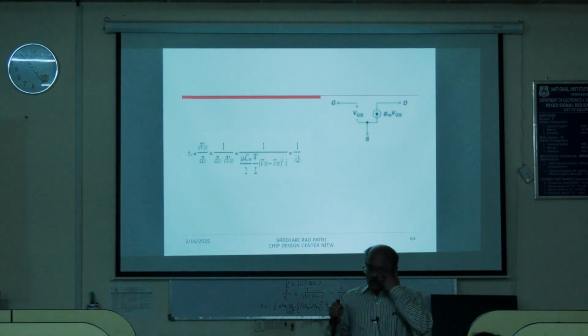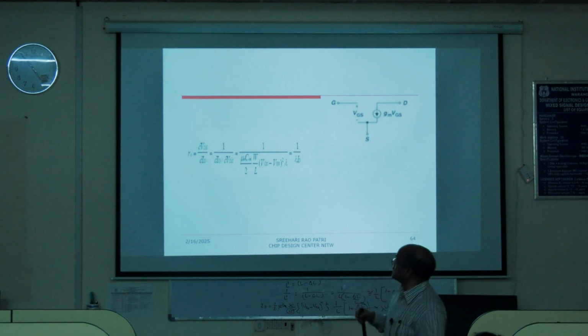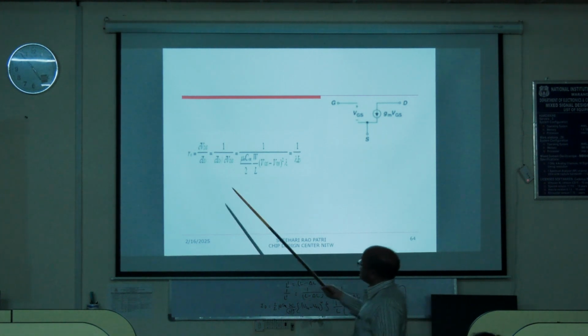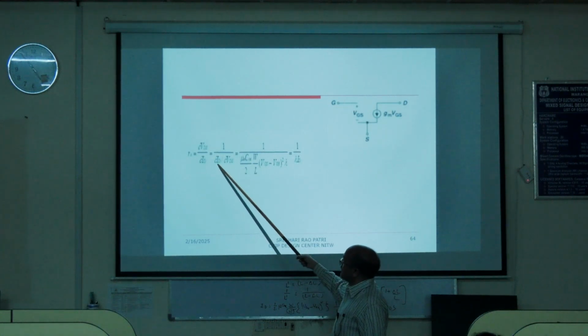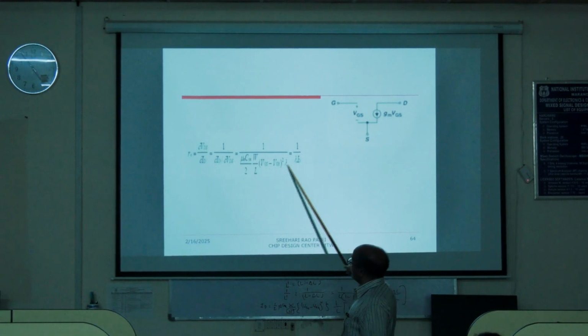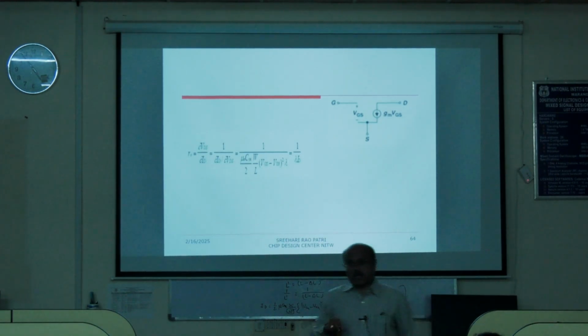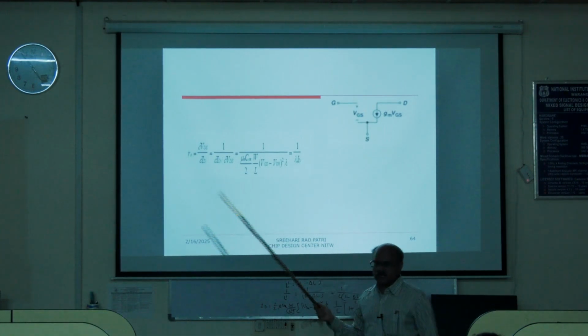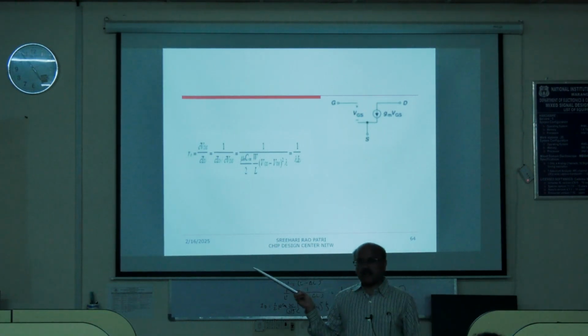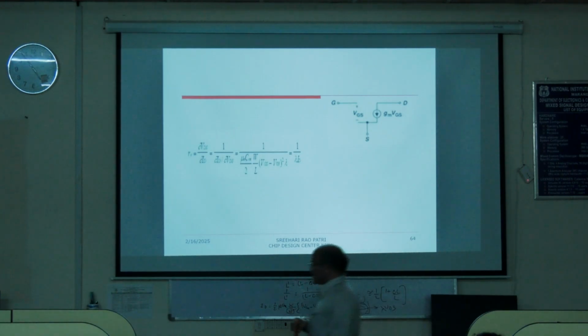Okay. Now what is the R0 for this? If you want to evaluate R0, I want to evaluate dou VDS by dou ID, which is 1 by dou ID by dou VDS. I know the current expression, using channel length modulation and all. So do that, and simply you will get 1 by lambda ID. I am not spending time here. 1 by lambda ID is the resistance. Okay.